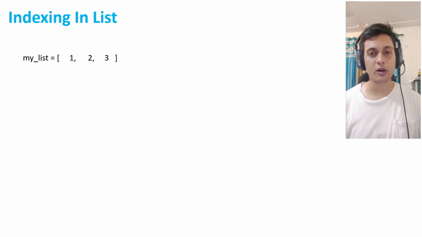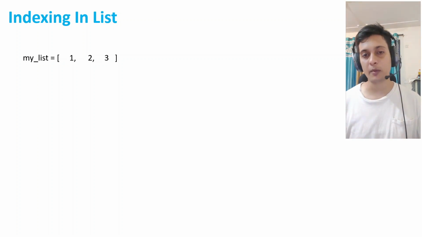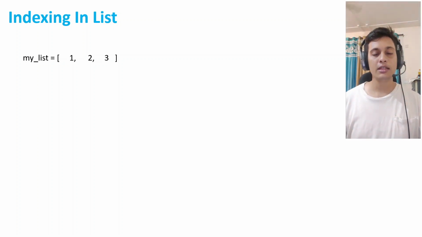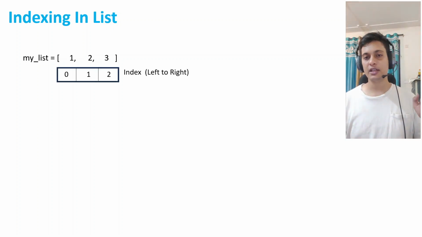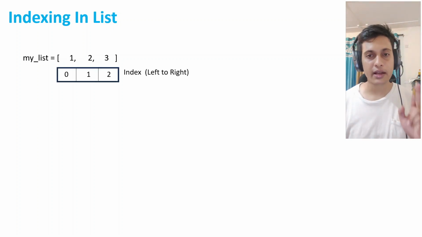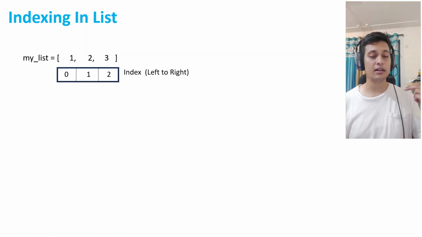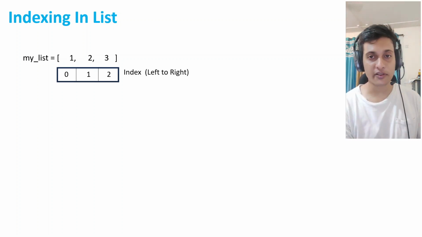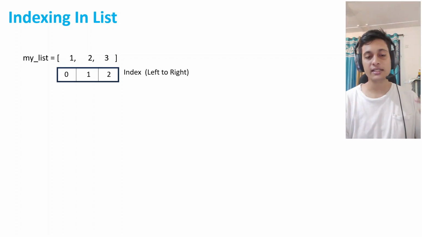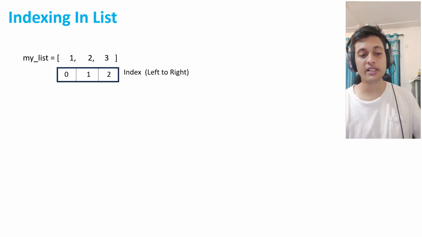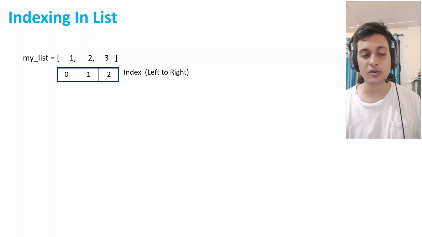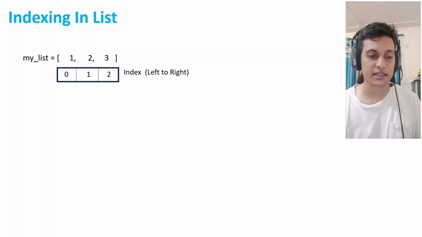We have three items, 1, 2, 3. There are two types of indexing. One is the positive index, which goes from left to right. When we are learning about the positive index, it is basically providing the address to the elements of the list.